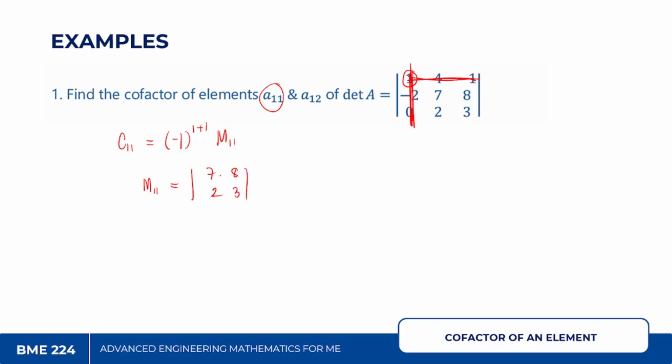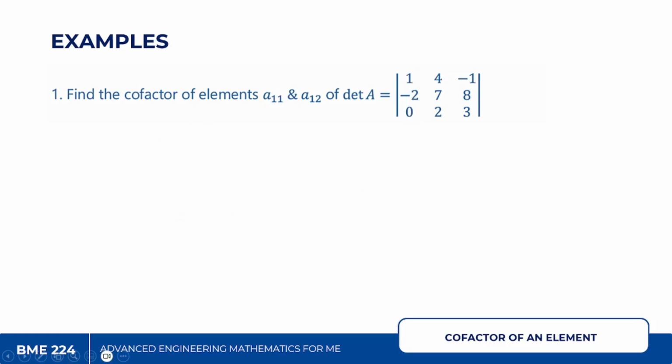Okay? So this is a 2 by 2 matrix lang, di ba? So that is 7 times 3, that is 21, minus 2 times 8, which is 16. So this one is equal to 5. Tama ba? So therefore, yung cofactor pala ng A11, which is C11 denoted, is negative 1 raised to the power of 2 times yung 5, which is equivalent to positive 5. Kasi negative 1 squared, that is positive. So therefore, your cofactor for element A11 is equivalent to 5.